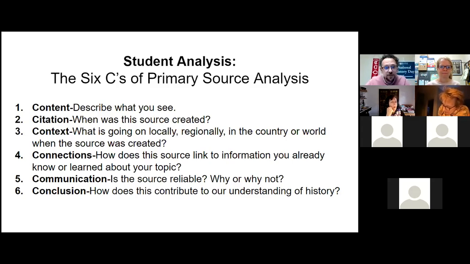In citations, when was the source created? Now, you don't have to be specific. I mean, if you have a newspaper article, something like that, it's likely going to be dated, obviously. But citations are very important, just even if you can get a ballpark.